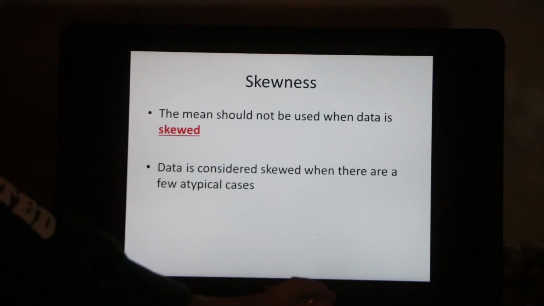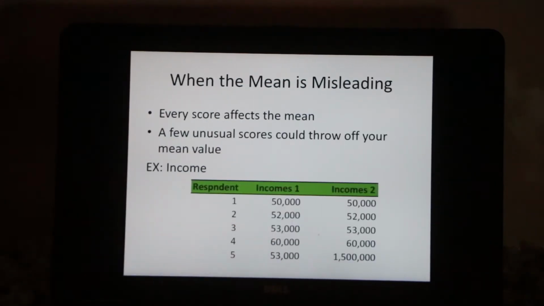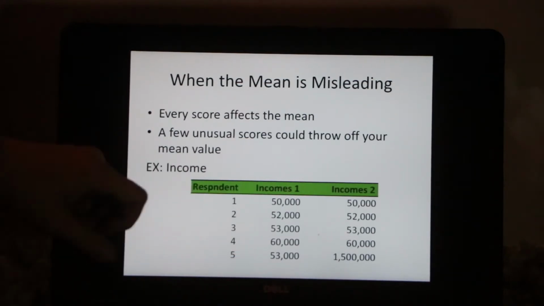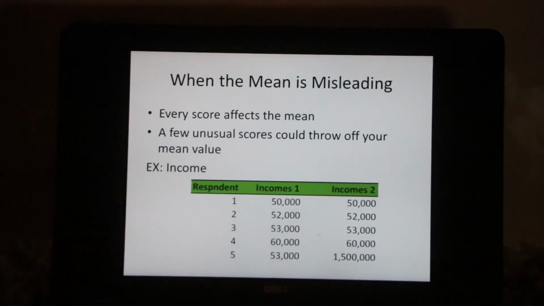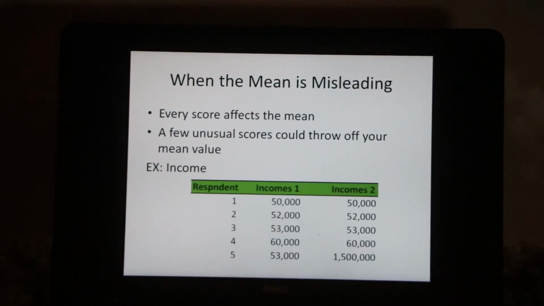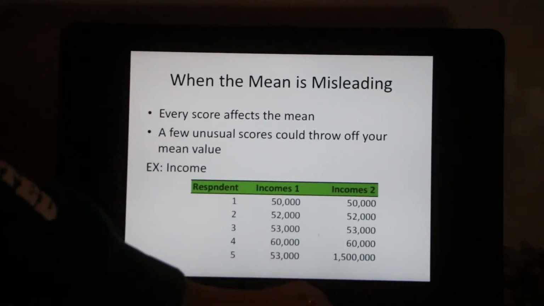So let's see what happens if you take the mean or the average of this group. It's going to be much lower than the mean or average of this group, which is going to be really pulled, or what we say skewed, because of that one score.